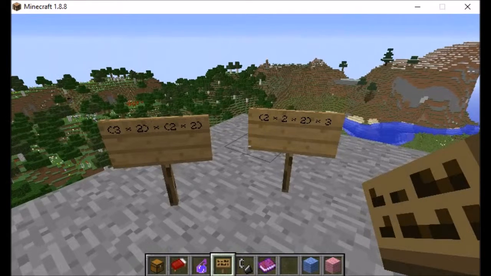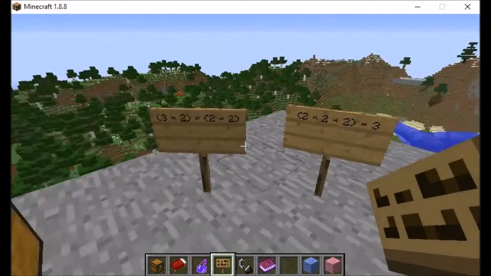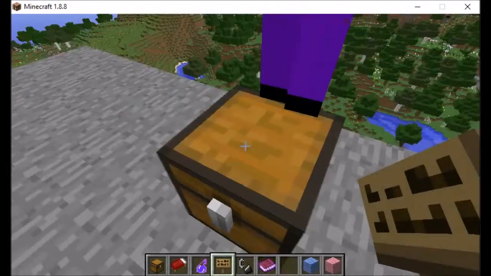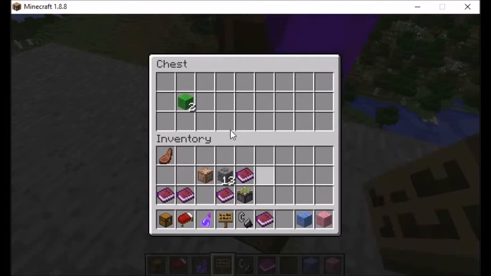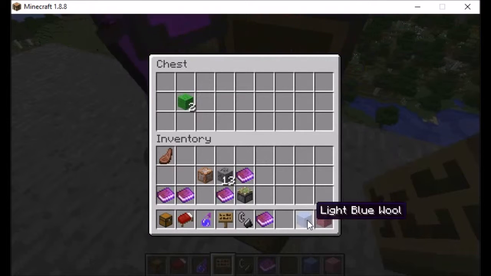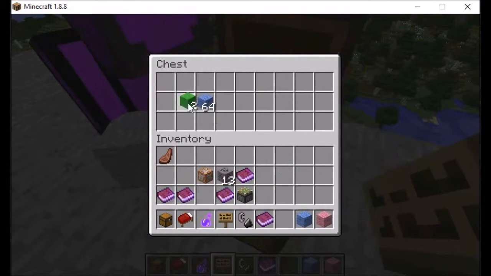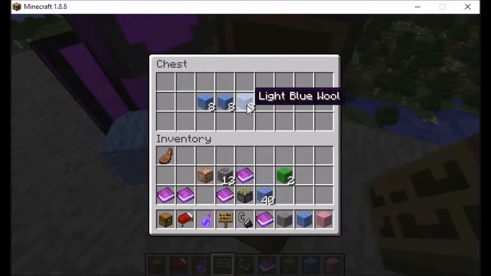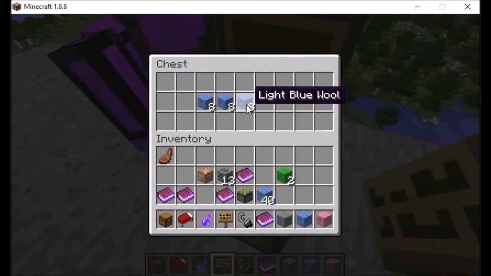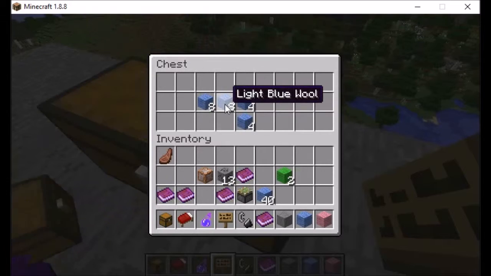So we've got 3 times 2 times 2 times 2. Okay, and the other way I was going to show this was just using blocks here. I was going to make 3 groups of 8 in my chest. 3 groups of 8. And then what I can do, and I'm just using my mouse button that I use for placing blocks, is split each group in half.